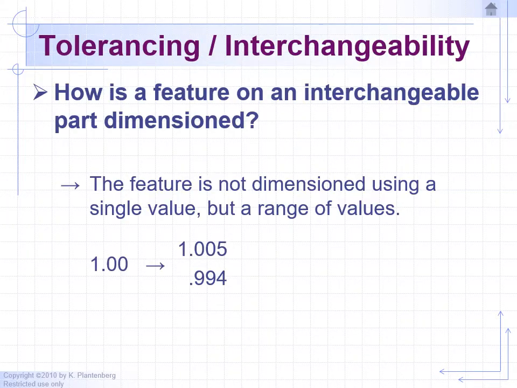How is a feature on an interchangeable part dimensioned? The feature is not dimensioned using a single value, but a range of values. So when you go into a machine shop and ask them to make you a bushing of bronze or copper, and you ask for a diameter of 1.00 inches, the shop is going to ask you for a tolerance. The tolerance is how much they can be off by. So you're going to give them a range. You're going to tell them, as long as the diameter is not above 1.005 inches, and not below 0.994 inches, then you'll accept the part. And this is referred to as the tolerancing.